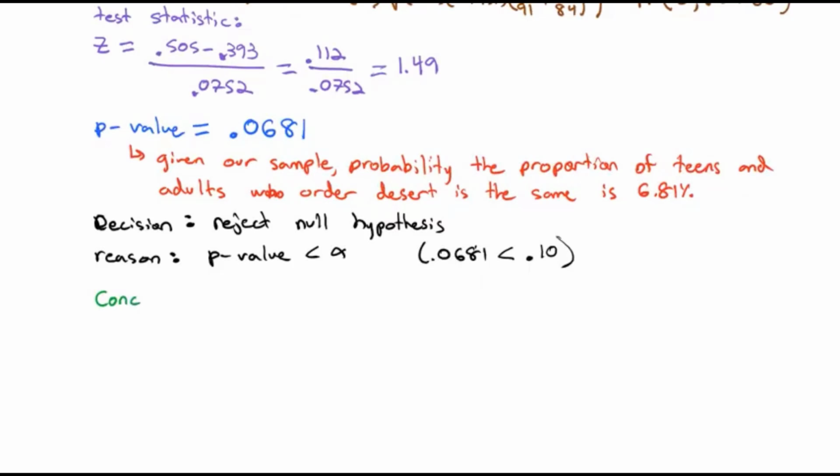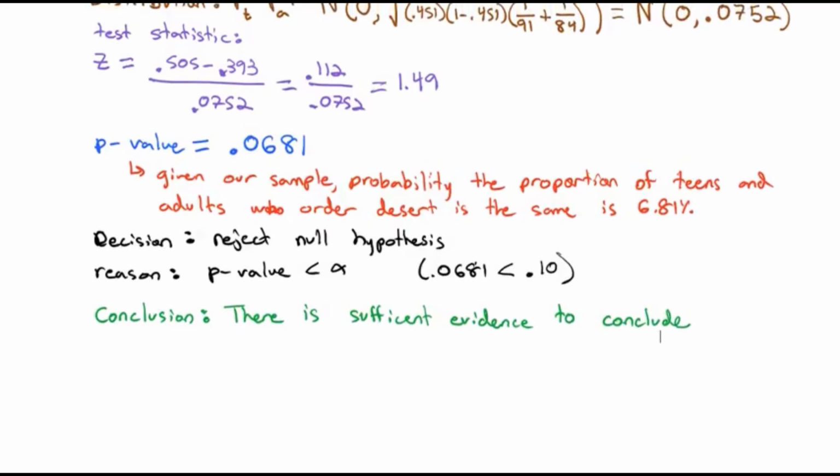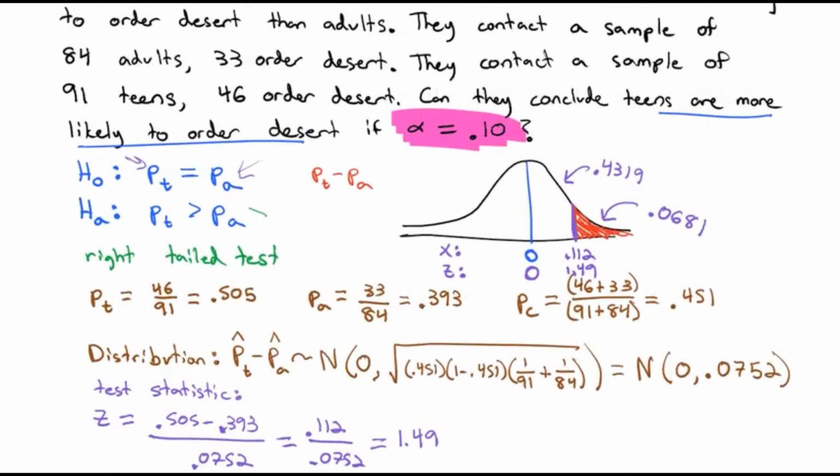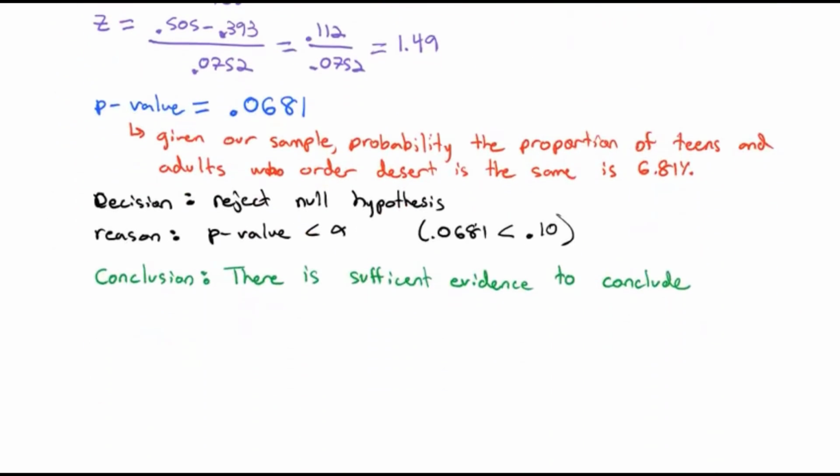And we're ready to make our big conclusion. The script for the conclusion remains exactly the same. Because we rejected the null hypothesis, got the alternative we were looking for, we will say there is sufficient evidence to conclude. And then we will go back and state the alternate hypothesis in context, that teens are greater than adults.